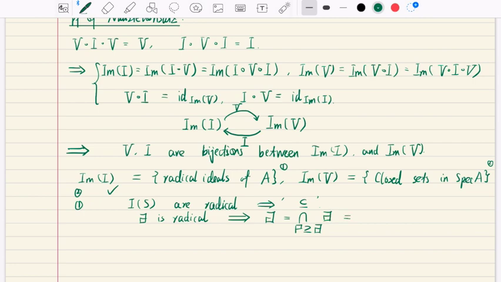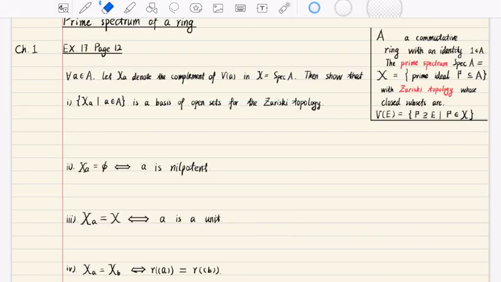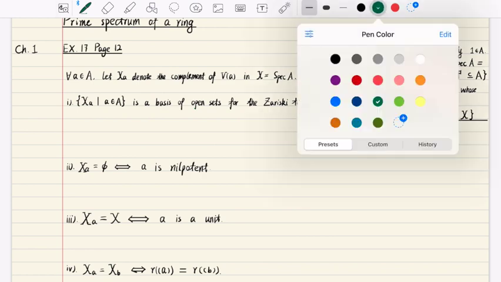This is what? This is the I of V of A, right? So A must belong to the image of I. It's done. That is the proof. Okay, let's look at the next exercise.